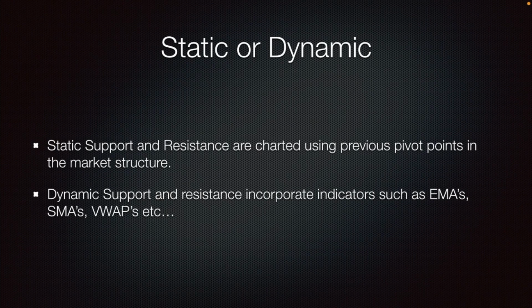The static are more horizontal levels, and for the dynamic support and resistance, you're going to be incorporating indicators such as EMAs, SMAs, VWAPs, etc. So if we think about that, static support zones, sorry, not lines, they're zones, are very important for markets that tend to range. And the dynamic support and resistance are very useful in markets that are trending, for example, the NASDAQ tends to really trend quite a lot.